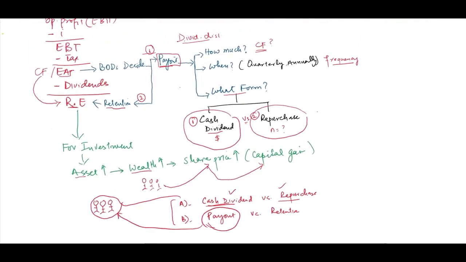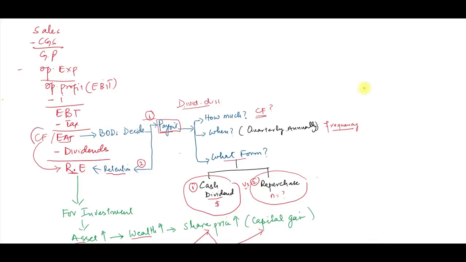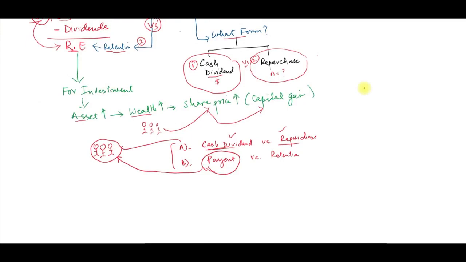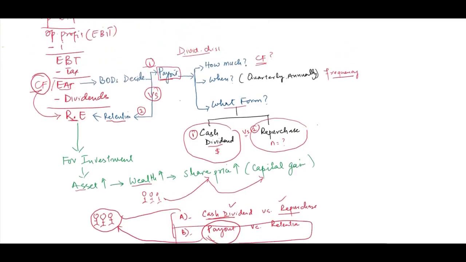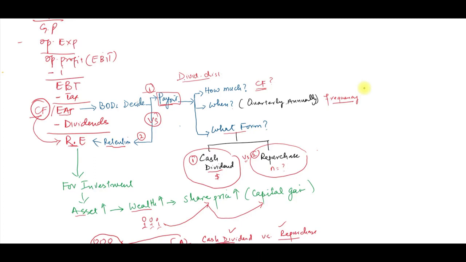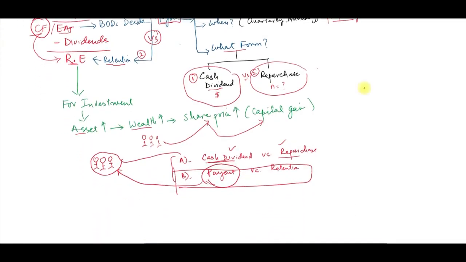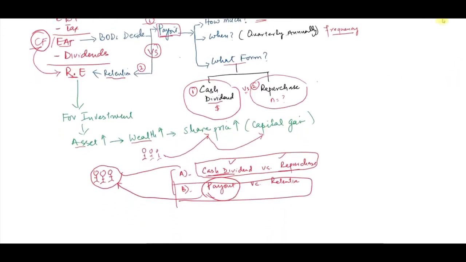Okay, so let's take a bigger picture. We have some cash flows here. So how to use that cash flow? The BODs decide. Okay, so when the BODs decide, the first decision is should they pay or retain. So this is payout versus retention, one discussion, as you can see here. Next is, okay, we have decided to pay, how much to pay, when to pay, and in what form. When we say what form, we have cash dividend versus share repurchase, which is another discussion. Okay, so two major themes come from this discussion, and we will cover that today.